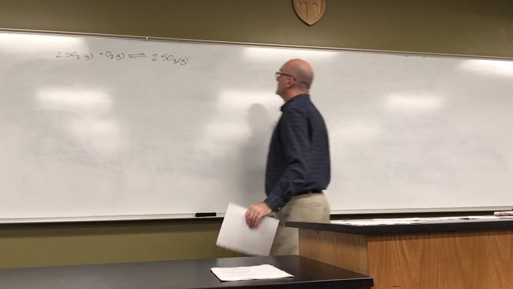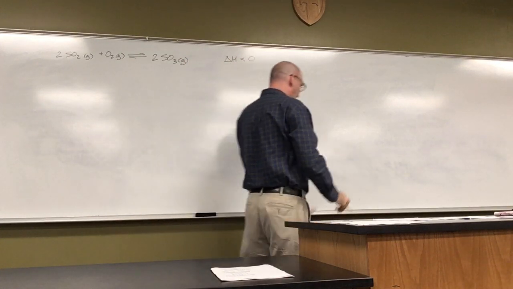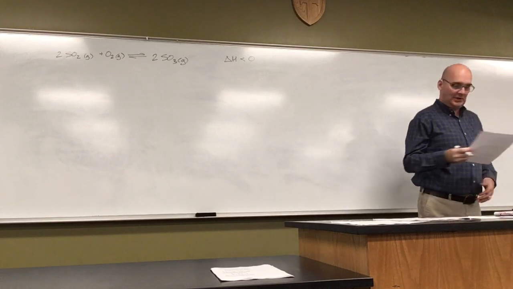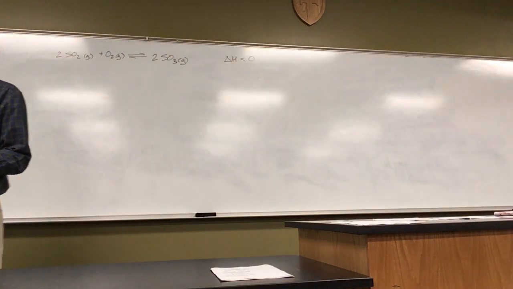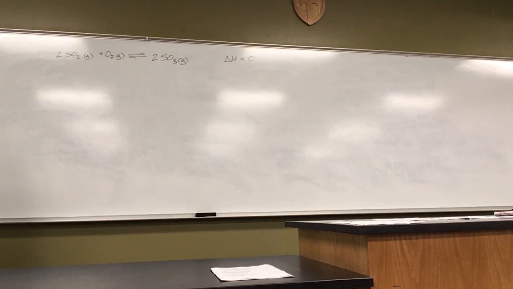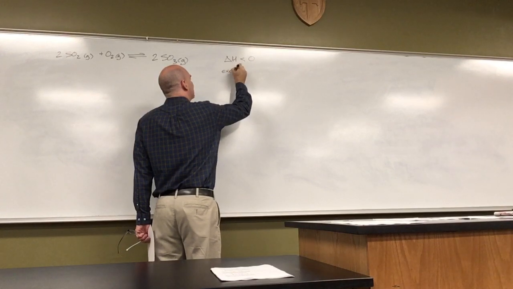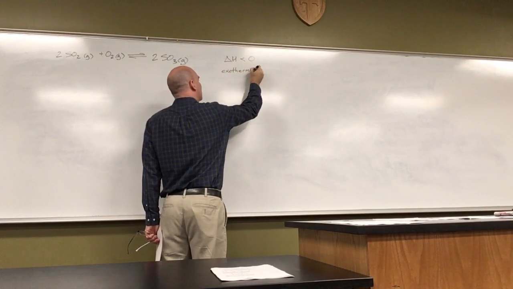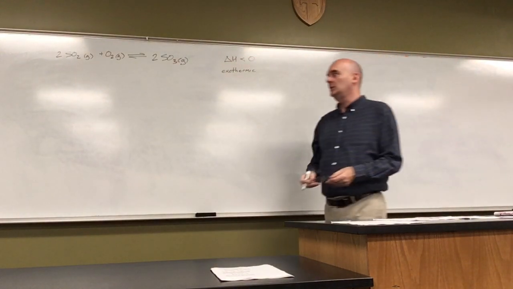And it tells us in the question that delta H is less than 0. What does that mean? The value of delta H is less than 0. Exothermic. That means it's exothermic. Exothermic reactions have negative values for enthalpy change. So that is exothermic, which means it gives out heat.